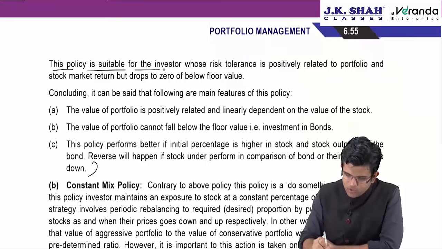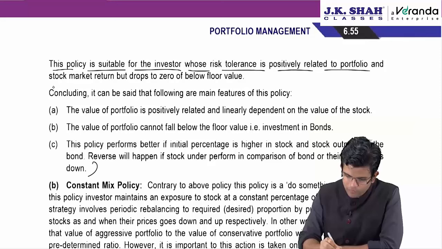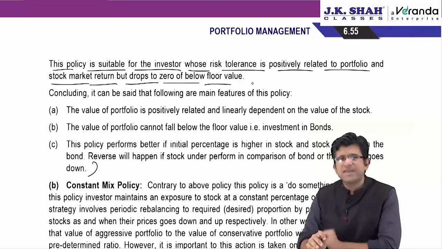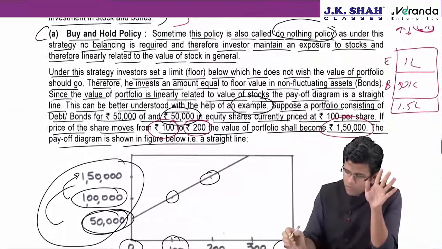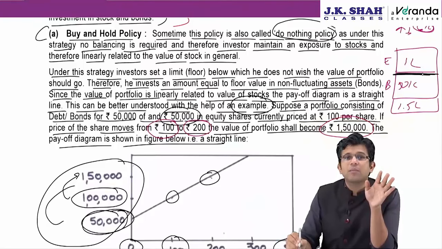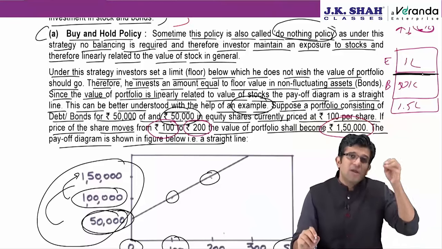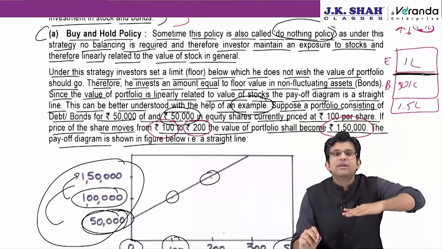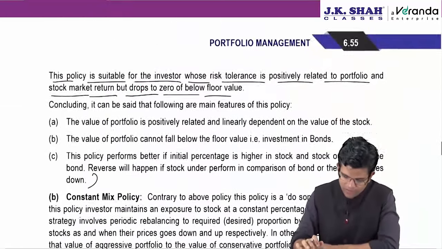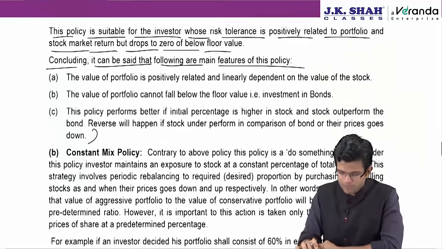This policy is suitable for the investor whose risk tolerance is positively related to portfolio and stock market return but drops to 0 below floor value, which means he says he has got risk tolerance, but his risk tolerance becomes 0 the moment the portfolio touches floor value, which means below floor value he has no tolerance of accepting the fact that his portfolio's value will go below floor. Till it hits the floor value, his risk tolerance is there.